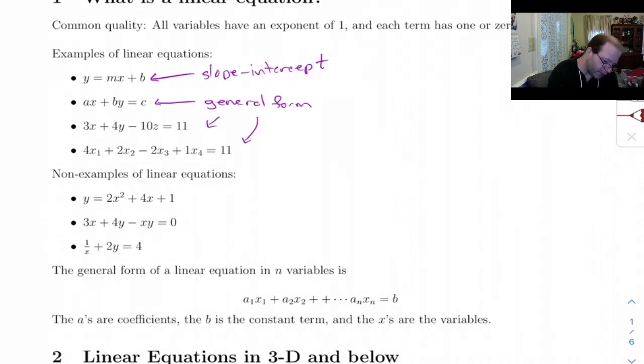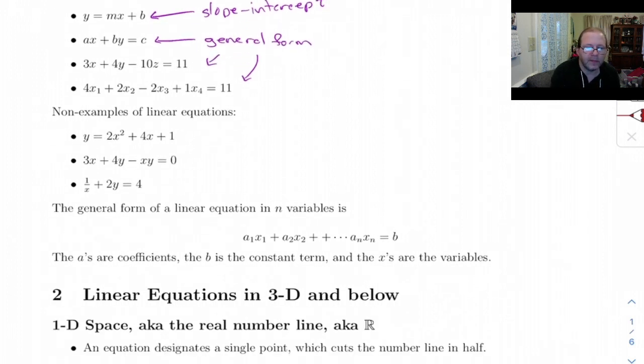So the general form for a linear equation, just in general, is this, where you've got a1x1 plus a2x2 and so on. The b is called the constant term, the x's are the variables, and the a's are the coefficients.